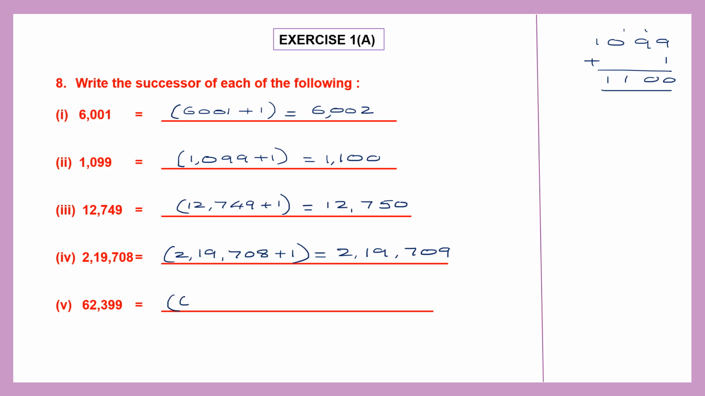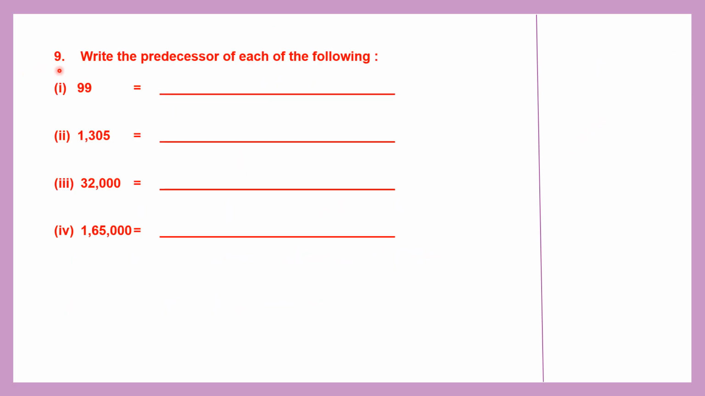The next number is 62,399. So 62,399 plus 1. So look again at the ones period. 399 plus 1 will make it 400. So that is 62,400. So whenever you have a doubt, all you have to do is write it out like this, add 1 and get your answer. Question 9.